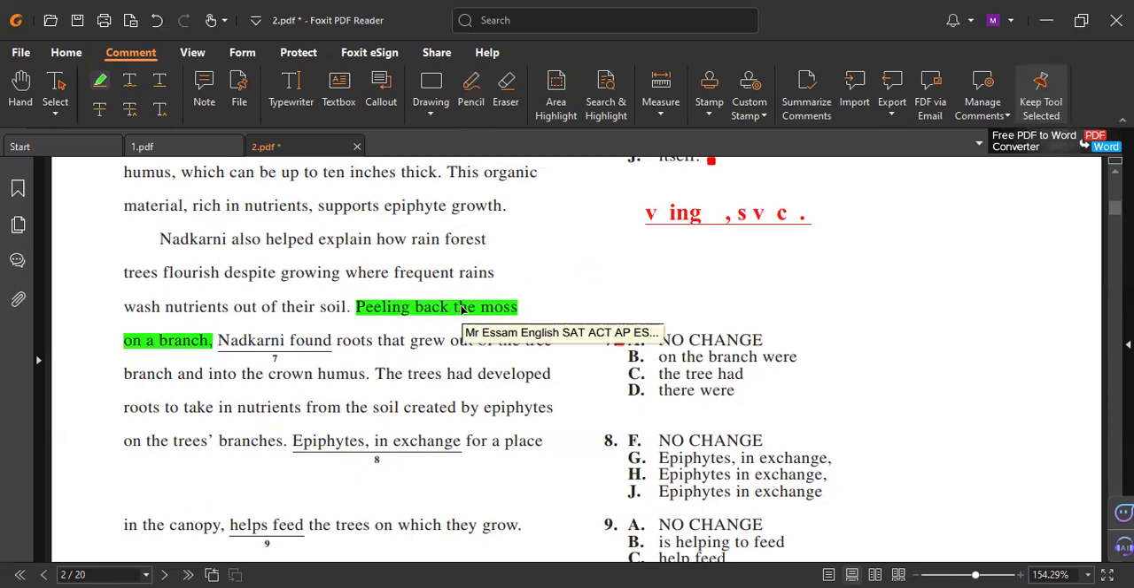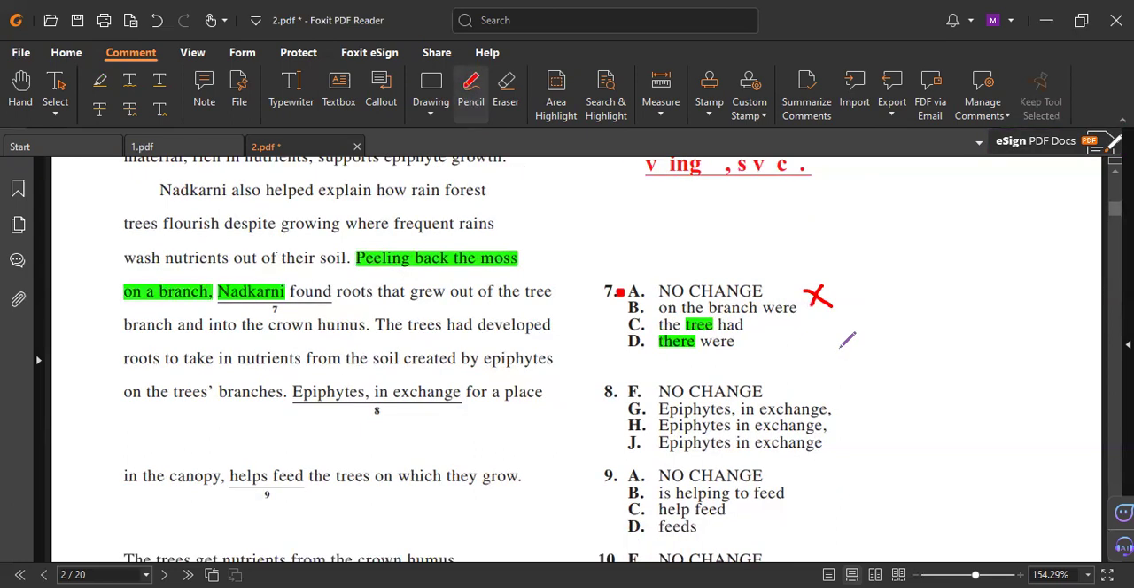Peeling back the moss of a branch, who? The tree, or this person? The person peeling back the moss. So this means this person, so we need a human. Why is B wrong? Because you start with a preposition phrase and there is no subject to assign the action to. So B is wrong.